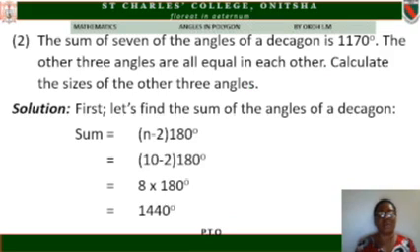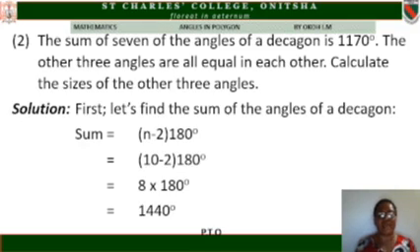Number 2. The sum of 7 of the angles of a decagon is 1170 degrees. The other 3 angles are all equal to each other. Calculate the size of the other 3 angles.